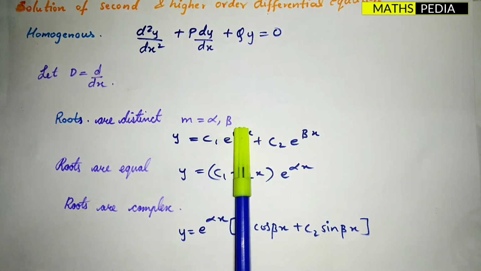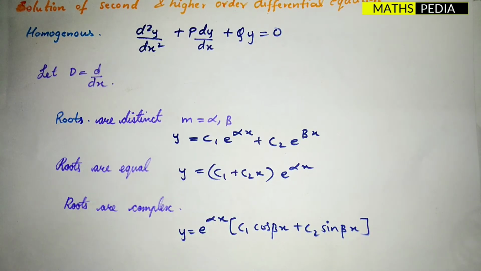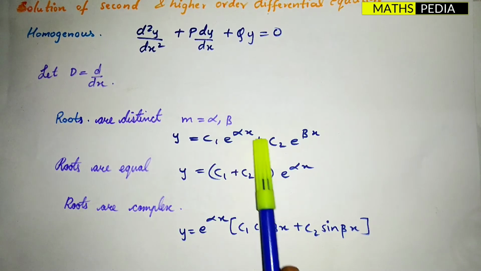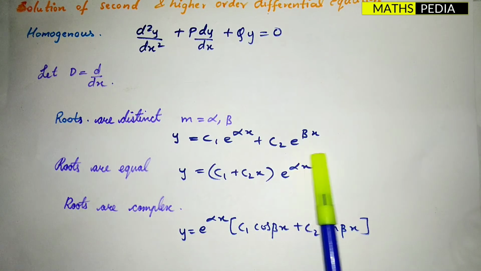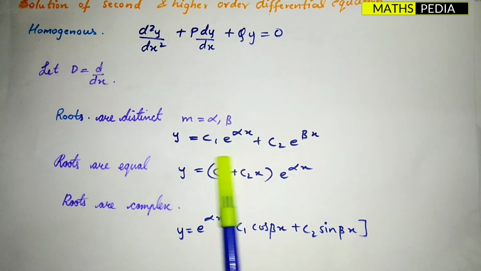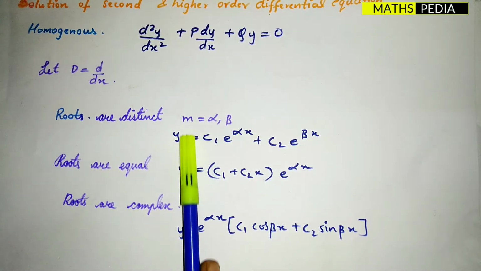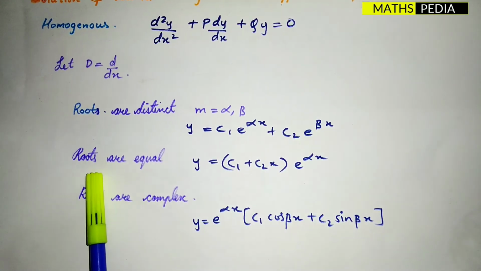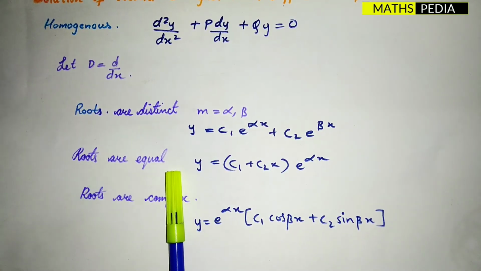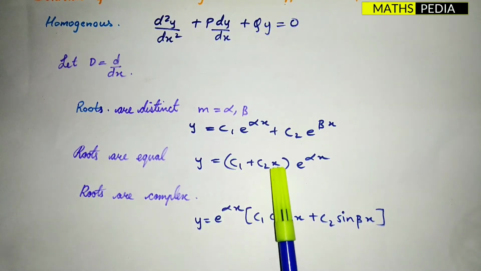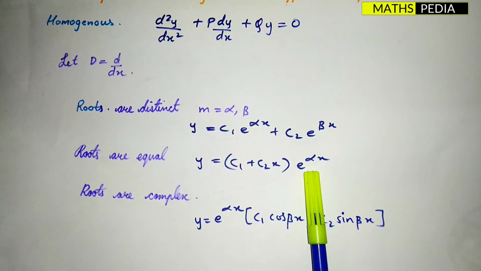That means when you get two different complex numbers, you have to go by y is equal to c1 e power alpha x plus c2 e power beta x. Now in this case we have only one root, so you have to take only one part. Okay, remember this. Now for 2, 2, we have to take the case when the roots are equal and they are complex numbers. Now y is equal to c1 plus c2 x whole into e power alpha x.